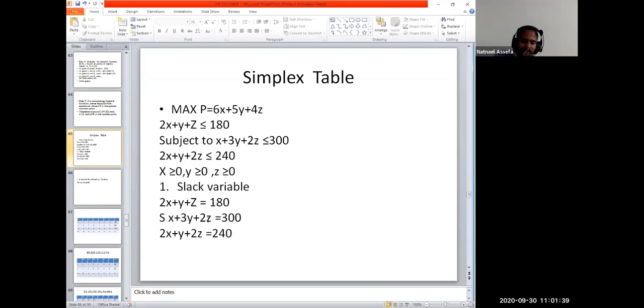So on a slack variable, you have to add positive constants to the operational constraints. So 2x plus y plus z is equal to the constraint, not the objective function.